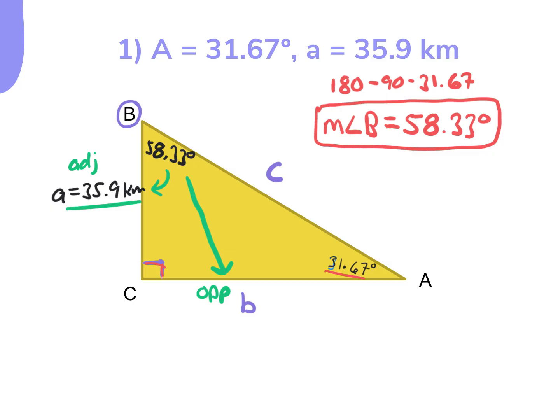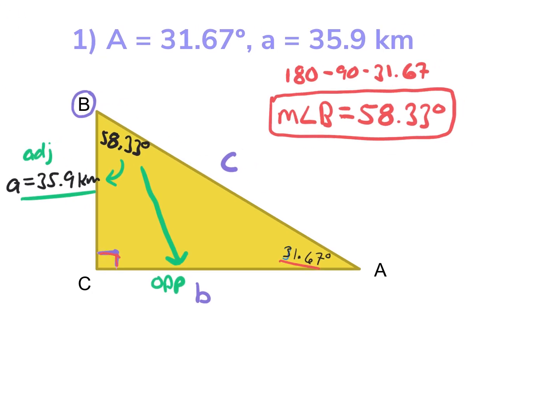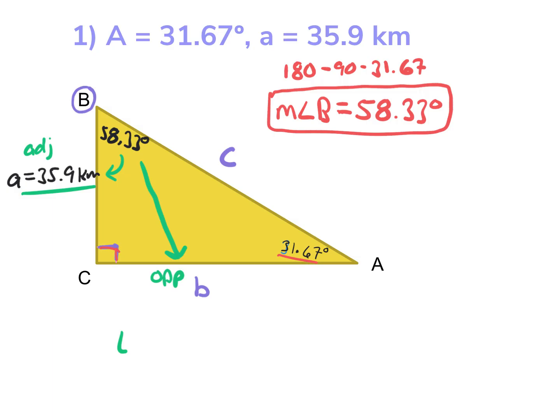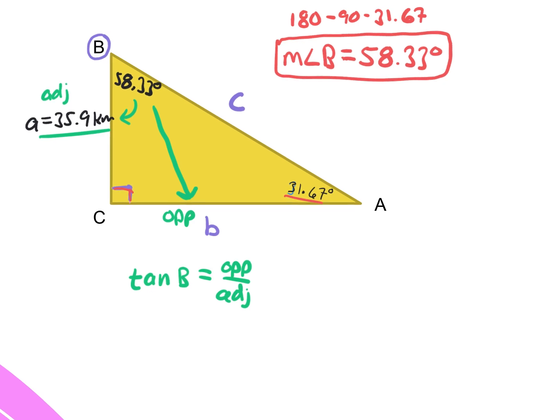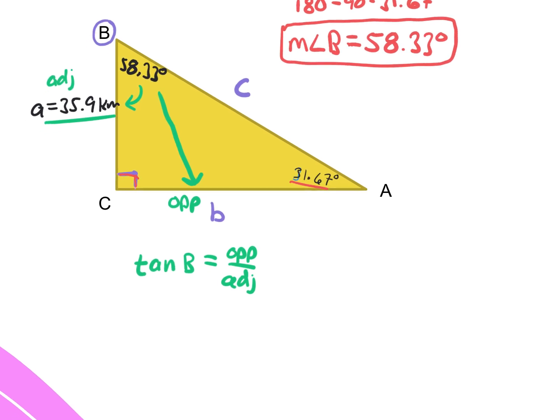Is there any trig ratio that relates the opposite with the adjacent? Tangent, right? Remember, SOHCAHTOA, TOA, tangent of angle B is the opposite over the adjacent. So all we're going to do is we're going to fill in the information that we're given, right? I know that angle B is 58.33, so this is going to be tangent of 58.33 degrees equals, we know that our opposite is side B, over our adjacent is side A, so 35.9.